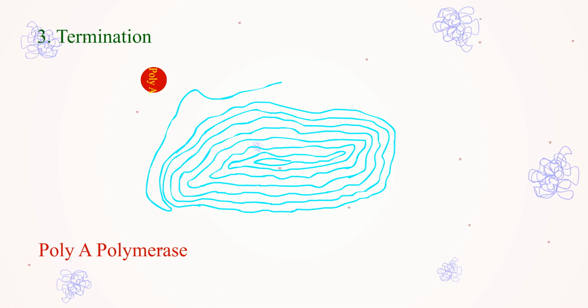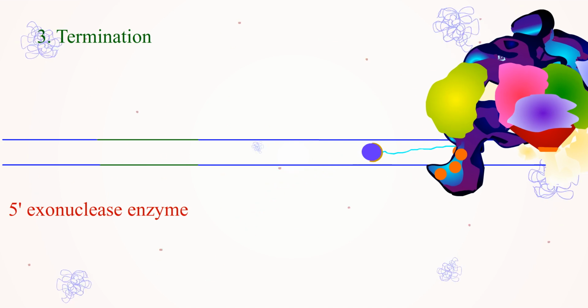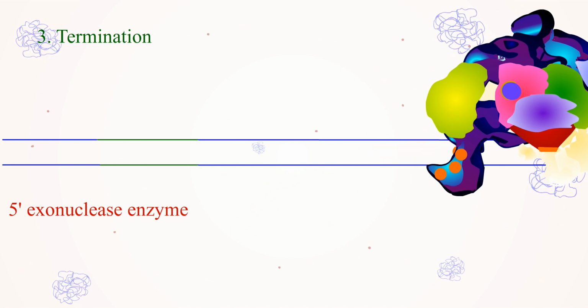The enzyme poly-A polymerase will catalyze the addition of a 3' poly-A tail. The remaining transcript is digested by a 5' exonuclease enzyme, while the RNA polymerase 2 is still transcribing the RNA. For example, XRN2 in humans.